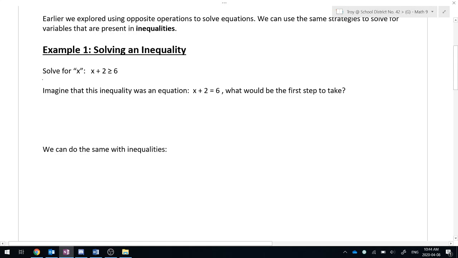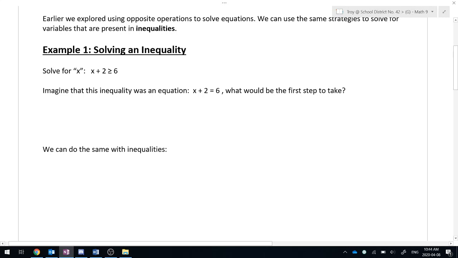So we're going to do this question first. Solve for x in the inequality x plus 2 is greater than or equal to 6. To start, instead of having it as x plus 2 is greater than or equal to 6, we're going to change it to a normal equation, something that we're familiar with already. So we're going to change that inequality sign to an equal sign, which is what I've done right here. This is an example of an equation that we've seen before.